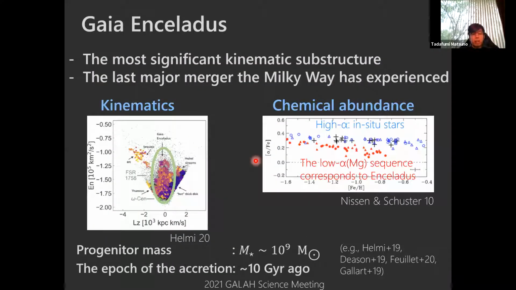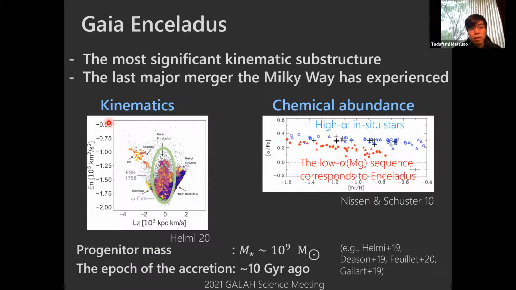Today, I focus on one particular substructure, Gaia-Enceladus. I think many of you already know about it, but let me briefly describe its basic properties. It is basically the most significant kinematic substructure seen among nearby halo stars. The kinematic property is like this: it's most dominant in the space of angular momentum and orbital energy. It is considered to be the signature of the last major merger that the Milky Way has experienced.